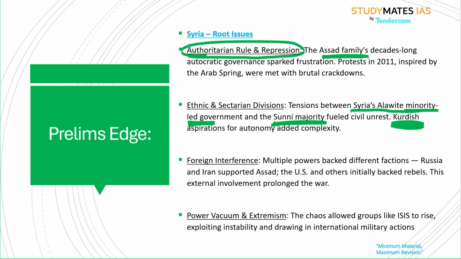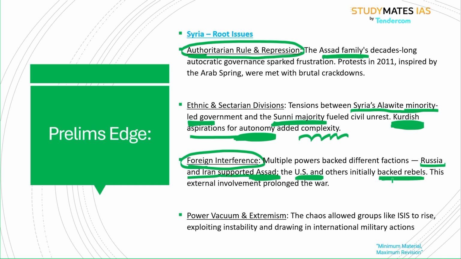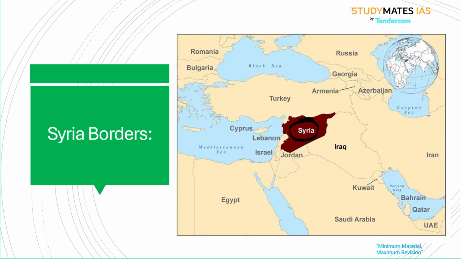Added to this, Kurds are there in Syrian borders, and they demand autonomy. So the situation becomes pretty complex. Added to that, foreign players are interfering. Russia and Iran support the Assad government, and the US backed the rebels. So there was a prolonged war. When prolonged war happens, there is chaos. When chaos is there, what happens? Terrorist groups like ISIS rose, leading to instability and a lot of misery. So this is the basic issue in Syria. Next time you read the paper, you will have more clarity about the background.